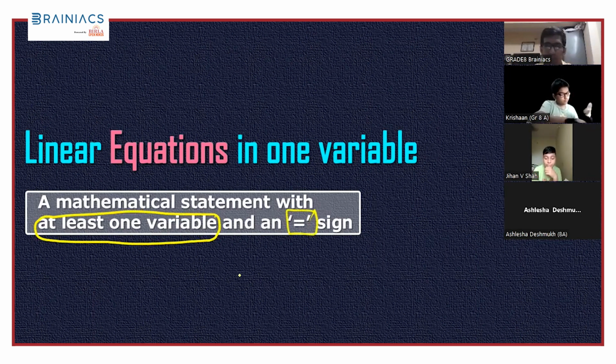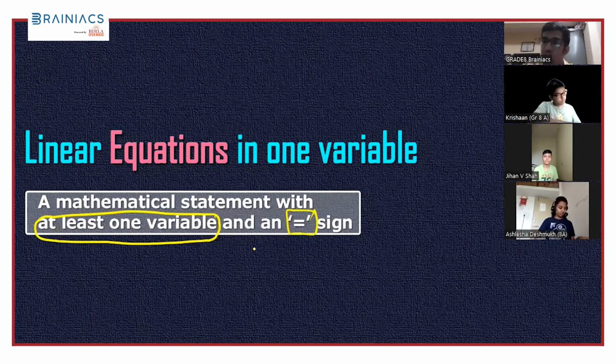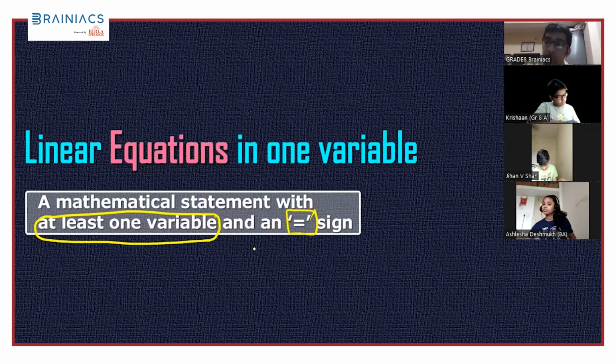Yes or no? There should be at least one variable. Now, what do we mean by at least one variable? At least one means what? There can be more. Yes, correct. At least one means minimum one variable should be there. There can be more than one variable also. Still, it will be an equation. Everybody understood? There should be minimum one variable, but there can be more than one variable also.